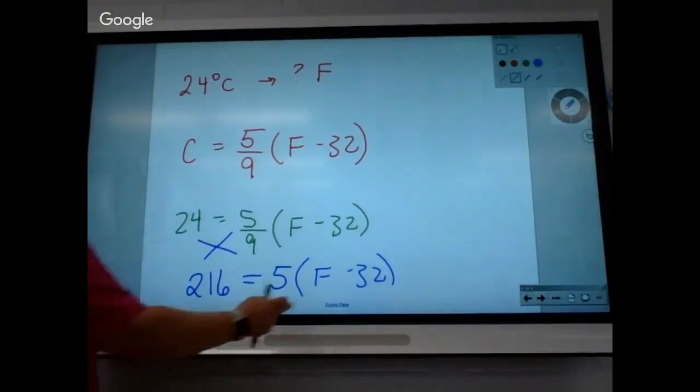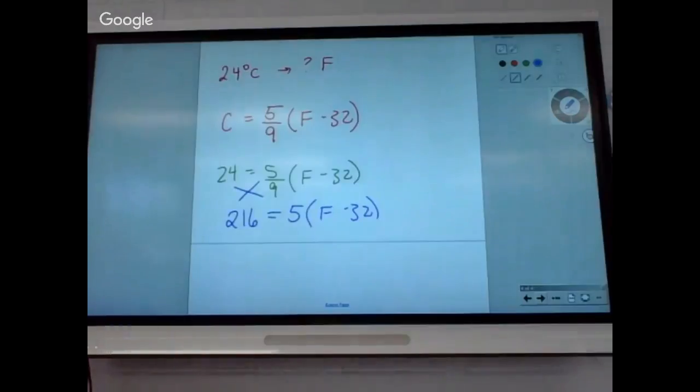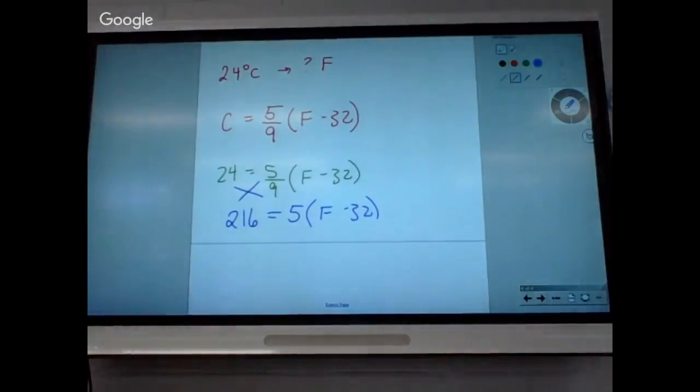Now, you have options from this point. You can distribute. You can divide by the 5. You choose. It doesn't matter to me which way you do it. I'm allergic to big numbers. I tend to divide by the 5. But if you saw it as distribute the 5 through the parentheses, distribute the 5 through the parentheses. Which way do y'all see it?